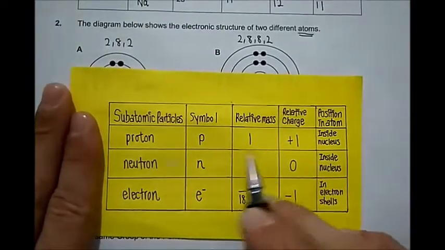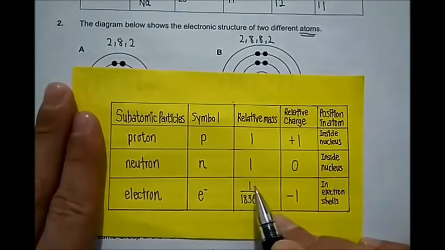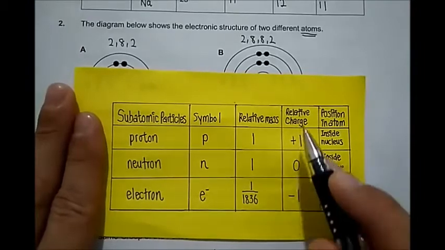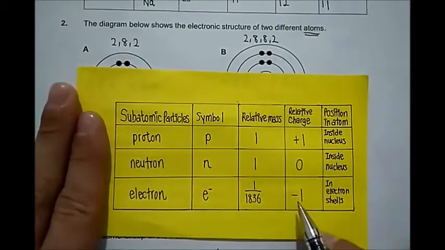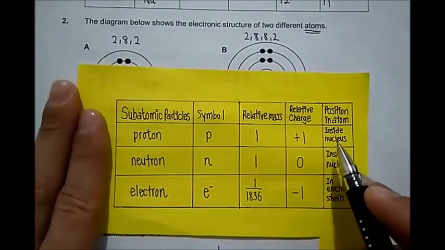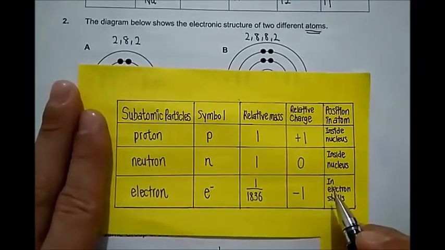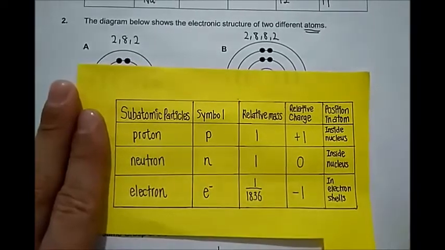The relative mass will be as such. Right? Note that if you write 1 over 1840, it can be accepted as well. Relative charge, for proton be +1, neutron is 0, electron is -1. The position in the atom, proton and neutron can be found in the nucleus, while the electron are on the electron shell, just outside the nucleus.